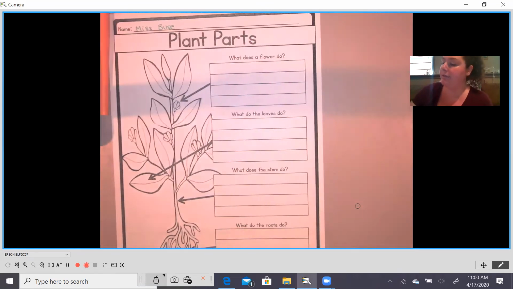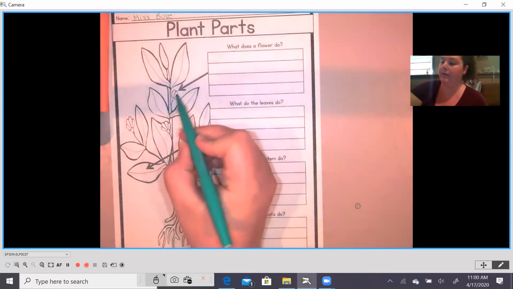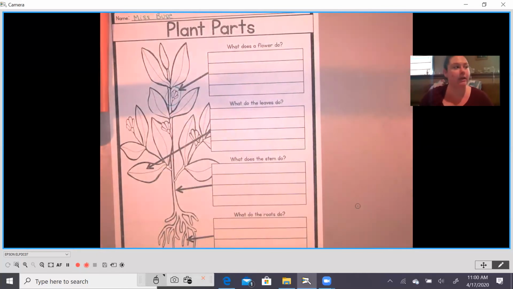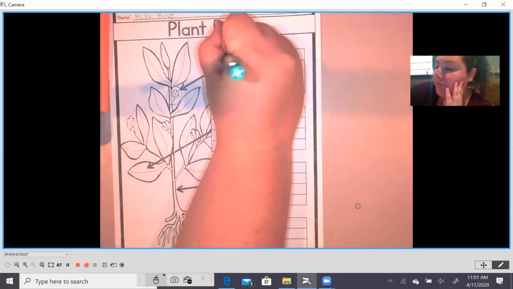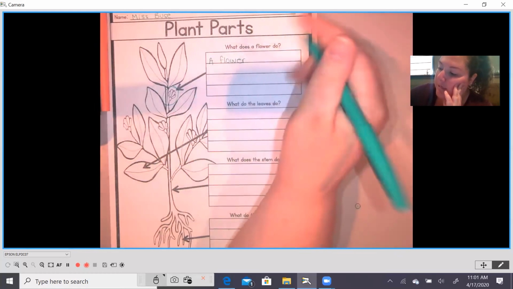So what we're going to do is go through each one and write a complete sentence about what each part of a plant does. So it says, what does a flower do? And it's pointing right here to the flower. Okay, can you tell me what a flower does? Remind me, what does a flower do? You're right. A flower is where the seeds are. So a flower, remember we want a complete sentence, so we're going to restate what we're talking about.